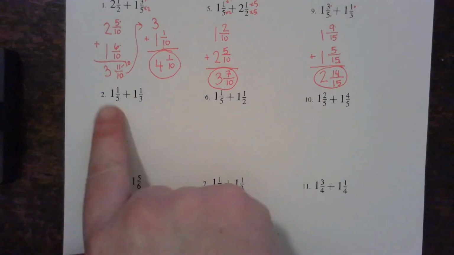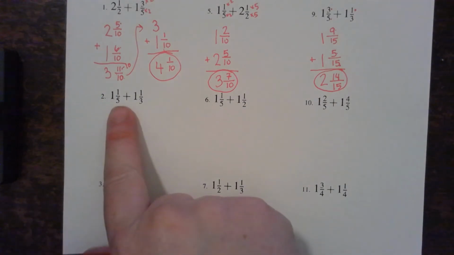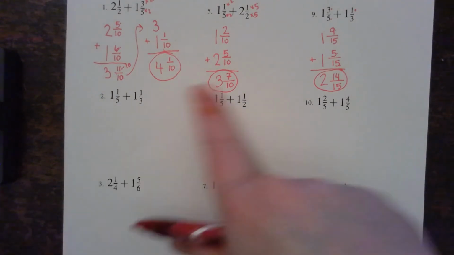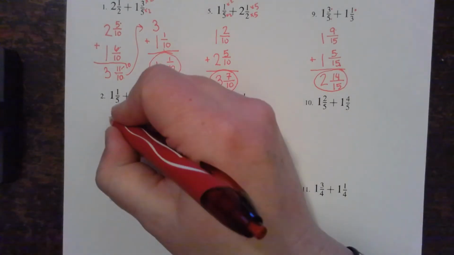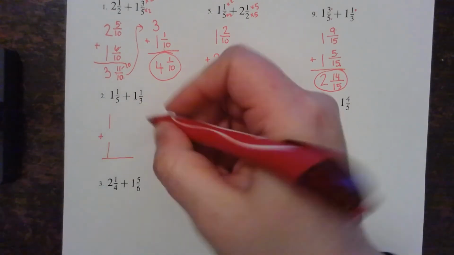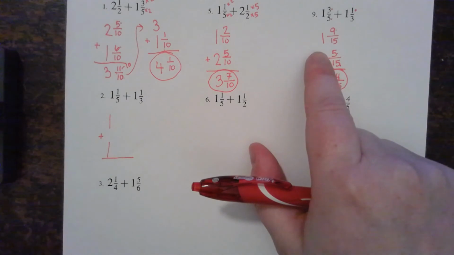Lucky for us, next one is 1 1/5 plus 1 1/3, which happens to be the same numbers as the previous one. Okay, so I'm going to go ahead and do 1 plus 1. And then we know that the common multiple is 15.